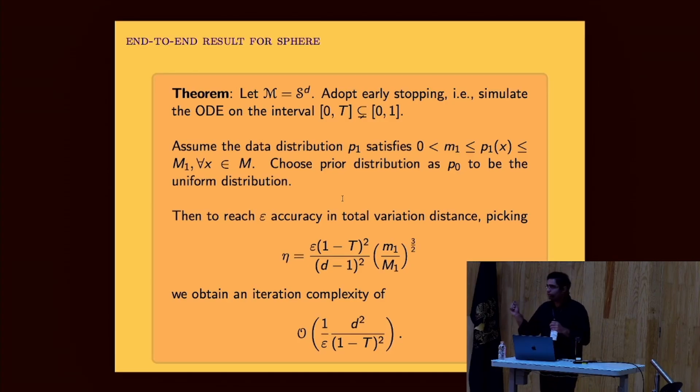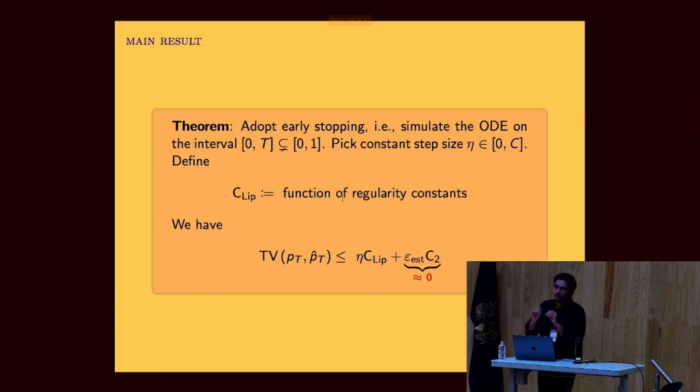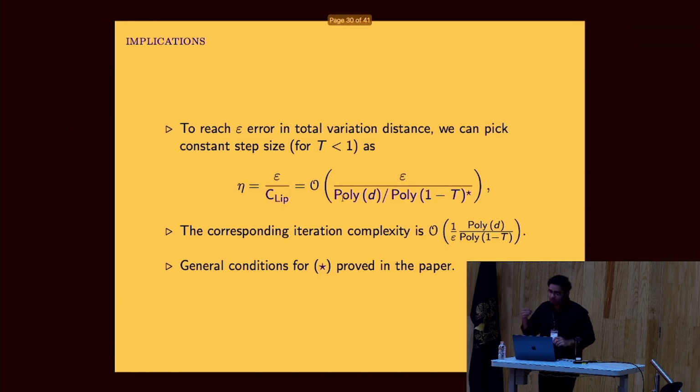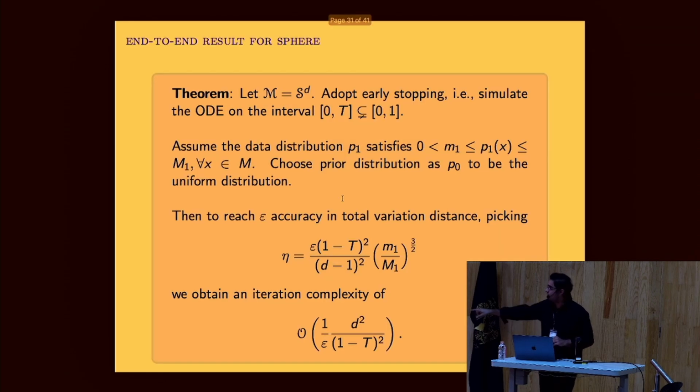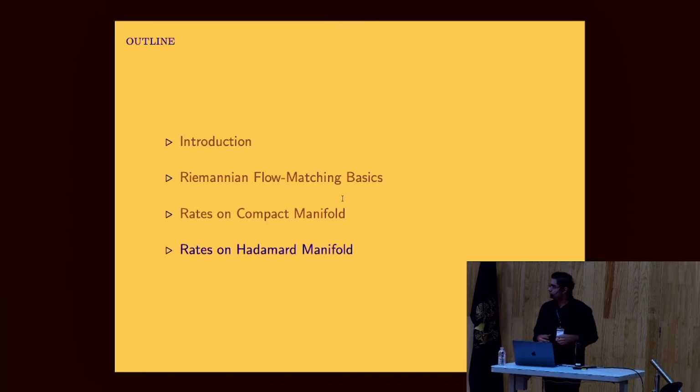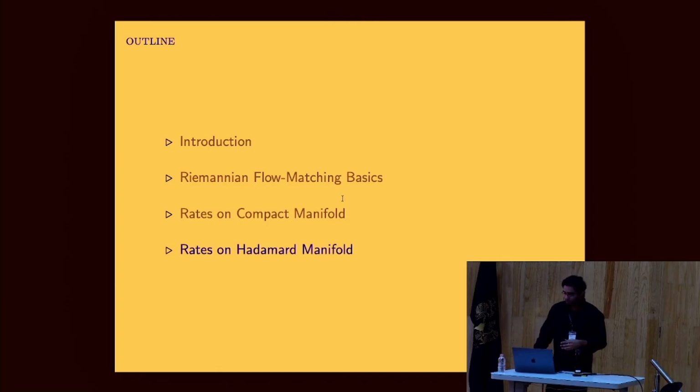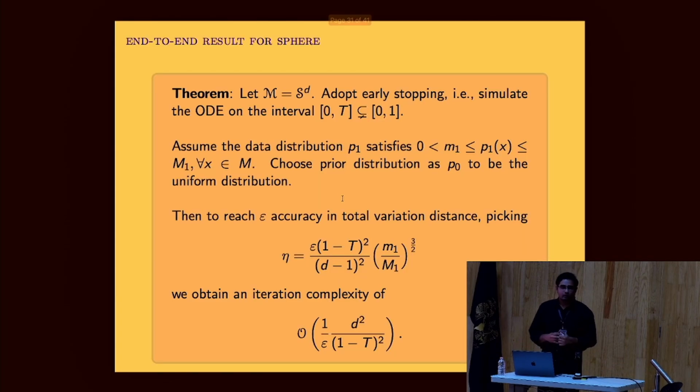Now, I only present for this talk the constant step size result. With a more refined step size choice, the abstract result actually applies for some general step size choices as well. And if you pick a particular schedule for the step size, the dependency on 1 minus t can be made 1, but I don't present that in this talk. All right, so any questions before I move on? Yeah, 3 minutes, okay.